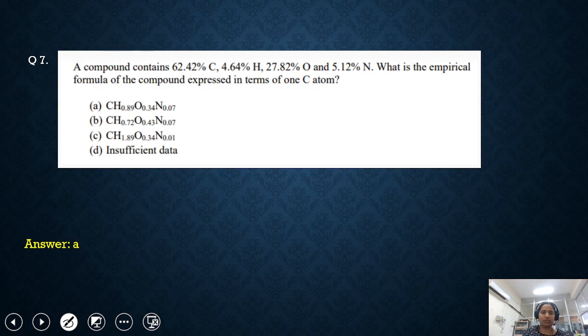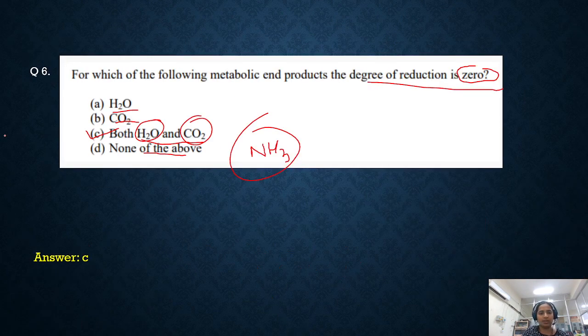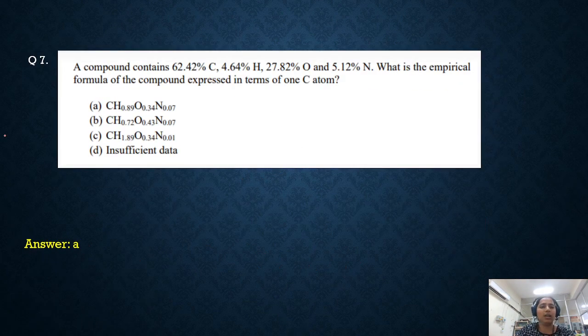Coming to the next question. Our compound contains 62.42% of carbon, 4.64% of hydrogen, 27.82% of oxygen, and 5.12% of nitrogen. So now let's solve this.